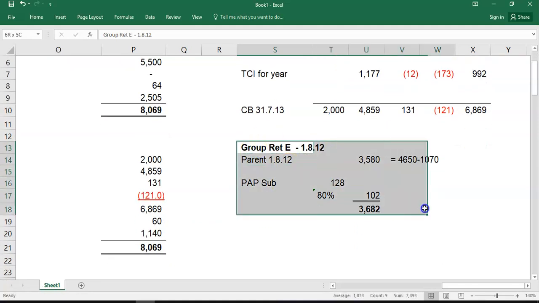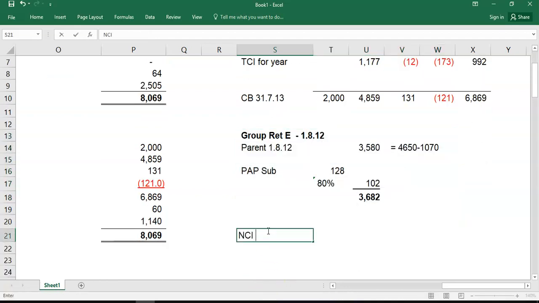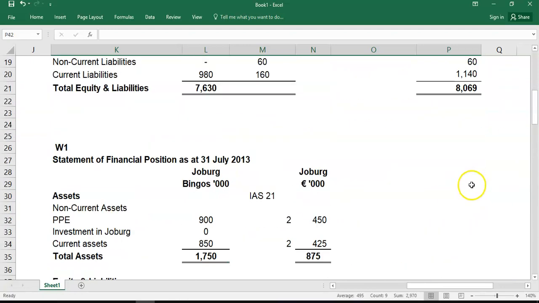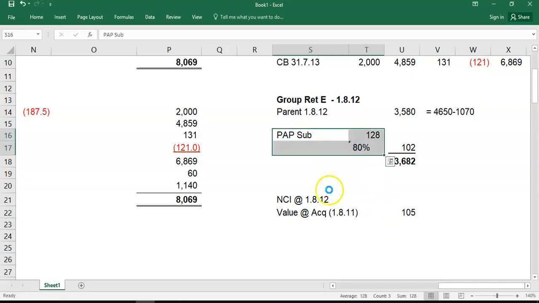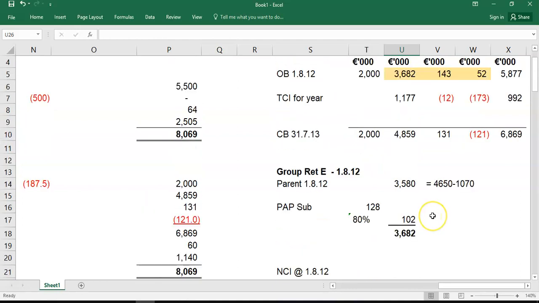Now you don't need to do this for the exam unless you're specifically asked, but it's good for tutorial purposes to note everything does slot in. You just need to understand where. We need to figure out the NCI at the 1st of August 2012. Well, the value at acquisition, which was the 1st of August a year previously, was from working 2, 105. They get the post-acquisition profit of the sub as well, but they only get 20%. So 128 times 0.2 is 26.